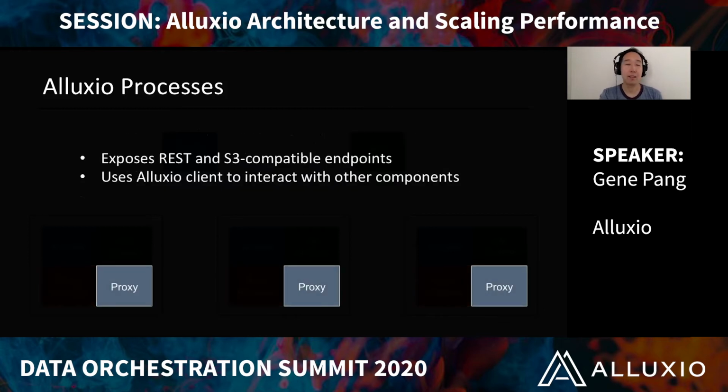And lastly, this is the proxy processes. This is used primarily for the REST and S3 compatible interactions to Alluxio. And internally, within the proxy, the Alluxio client is used to interact with other components of Alluxio. So these are all the various processes that are involved in the entire Alluxio system and for data orchestration.